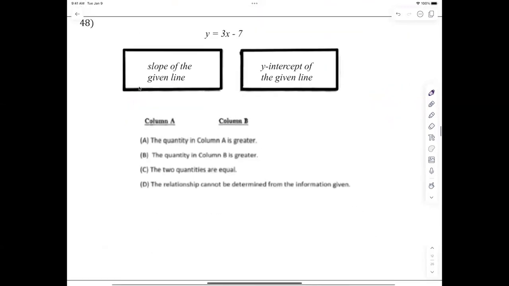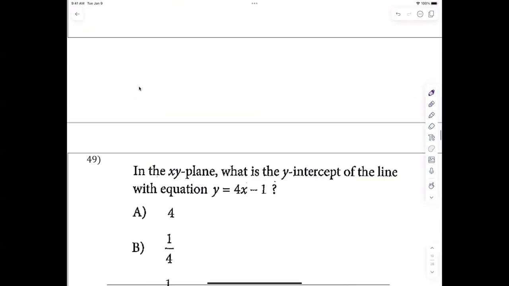Over here, the slope of the given line or the y-intercept. What do we got, guys? Which one's bigger? A. This is to help you with your ERBs. Next, 49.